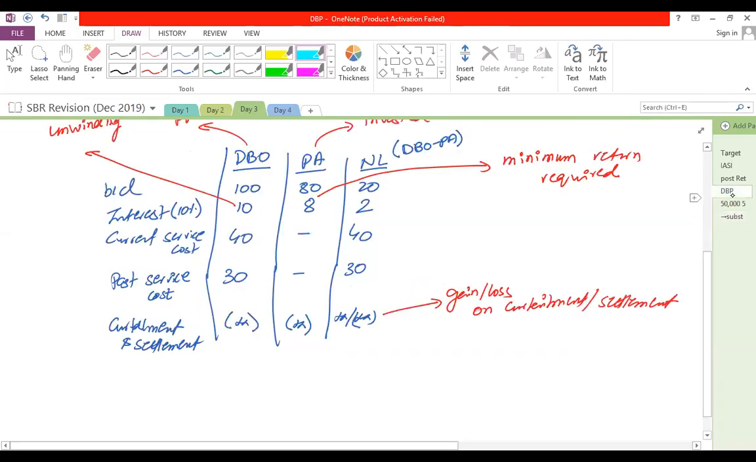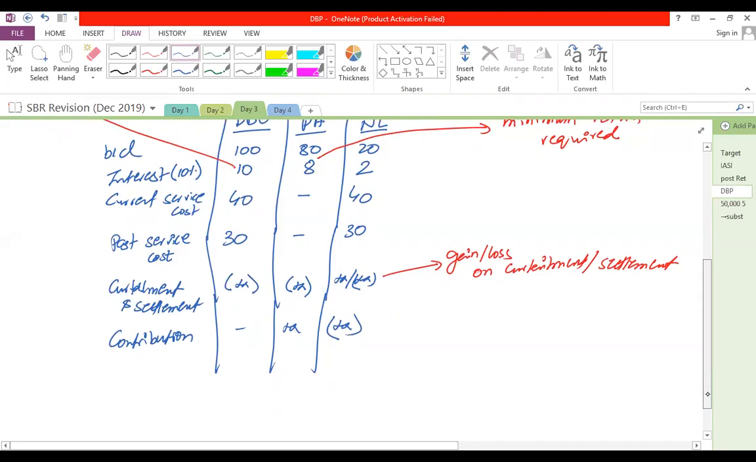So after curtailment and settlement, we write the amount of the contribution that we have paid during the current year. The contribution will increase the plan asset, and the net will be a decrease in the net liability. Similarly, any amounts paid as a benefit will be deducted from both the values, the DBO and the plan asset. So the net impact is going to be zero if we have deducted the amount from both the columns.